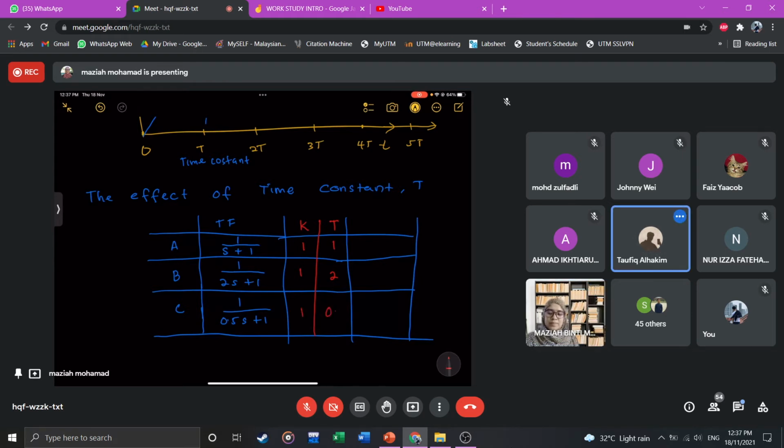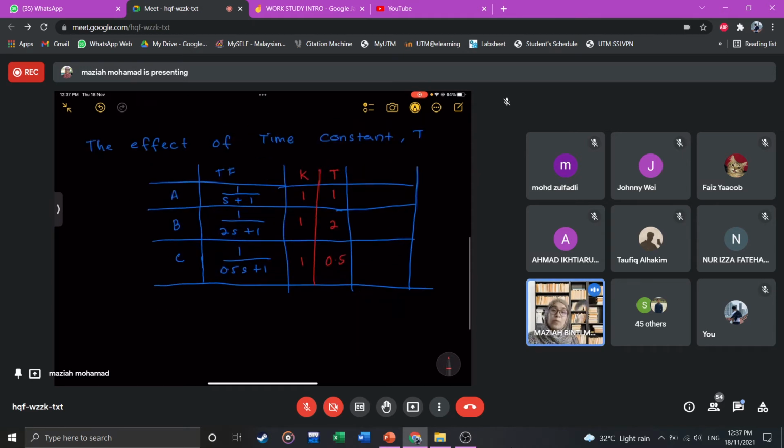All right. So you just compare to the general transfer function K over 1 plus TS. So 1 is there. We're just going to compare what is the constant value for S, the time constant, and what is the value for the numerator, the K. All right, so let's calculate.